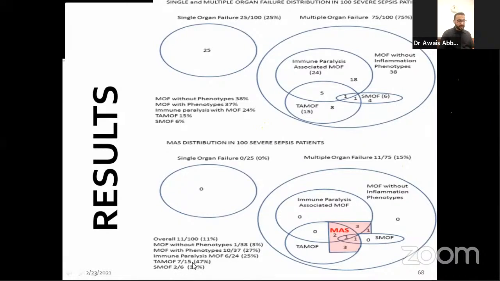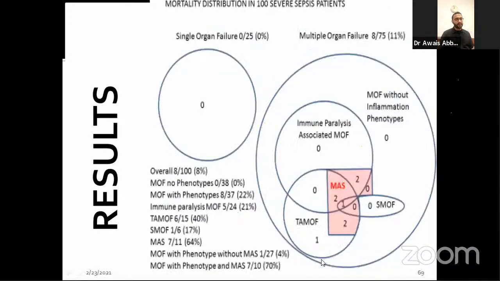The highest percentage that we saw was in TAMOF, where around 47% of the patients actually developed macrophage activation syndrome. So this is pretty significant. The next figure that we'll be discussing is the mortality. Again, there is no mortality in single organ failure.